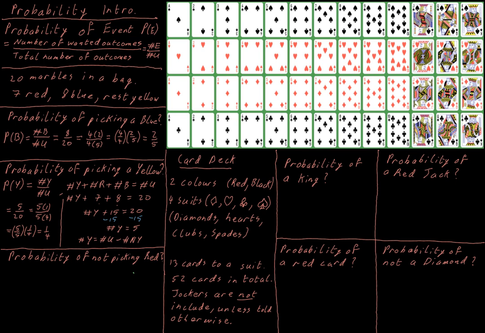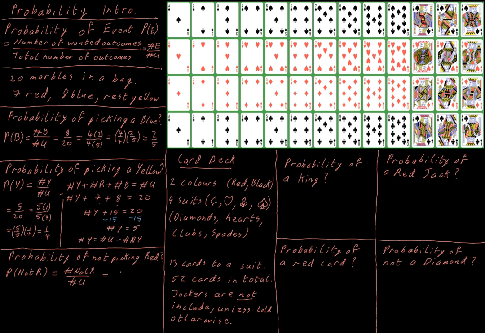Now, what's the probability of not picking a red? So the probability of not picking a red, well, that would be the number of not red all over the total number in my universe. So my number of not red would be my number of yellow plus my number of blue, and I now know my number of yellow, so I could do that.